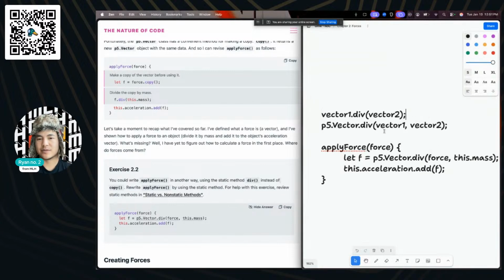Okay, so that's what the difference between these two are that he's highlighting.